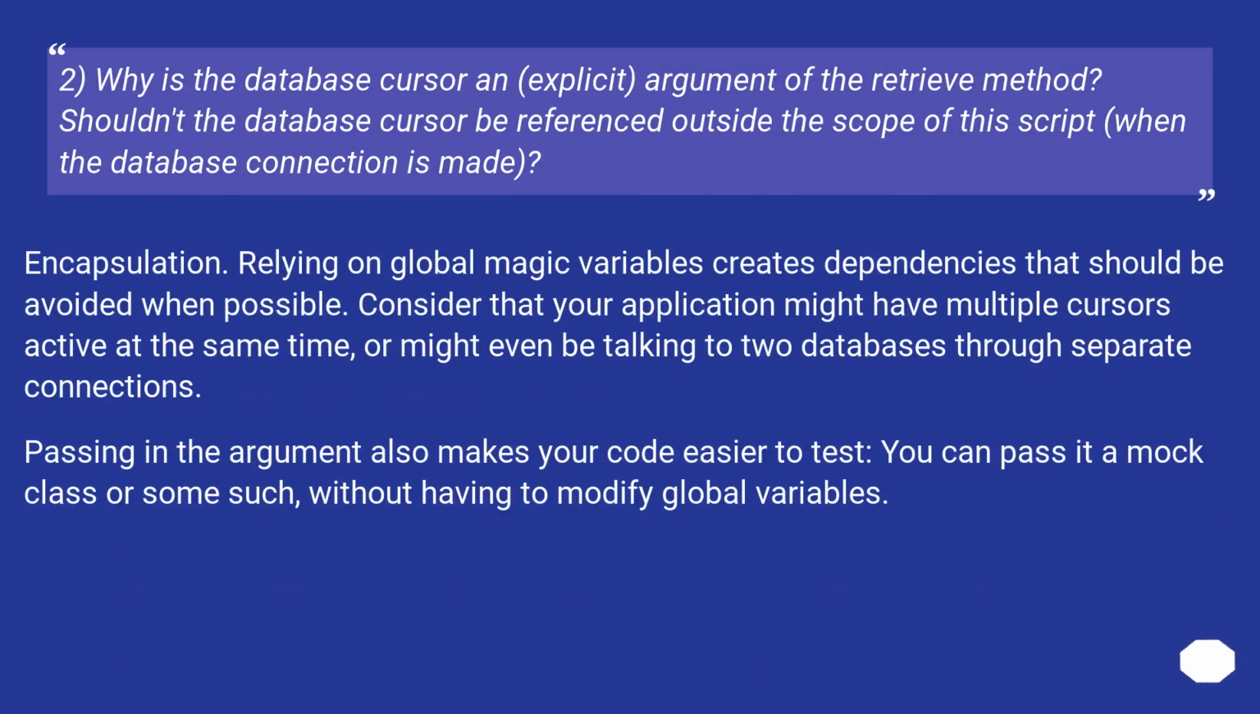Two. Why is the database cursor an explicit argument of the retrieve method? Shouldn't the database cursor be referenced outside the scope of this script when the database connection is made? Encapsulation. Relying on global magic variables creates dependencies that should be avoided when possible. Consider that your application might have multiple cursors active at the same time, or might even be talking to two databases through separate connections. Passing in the argument also makes your code easier to test. You can pass it a mock class or some such, without having to modify global variables.